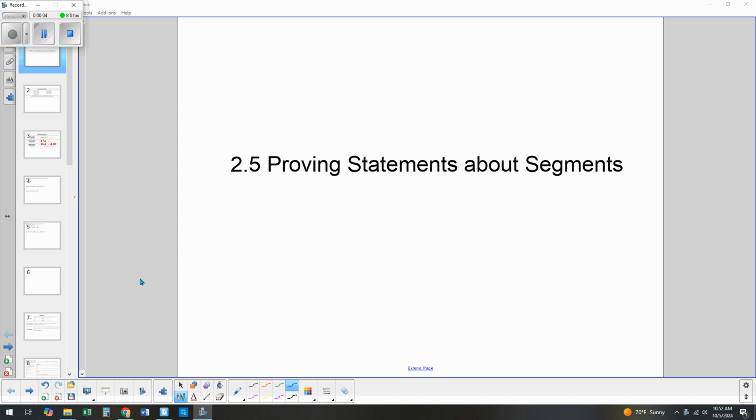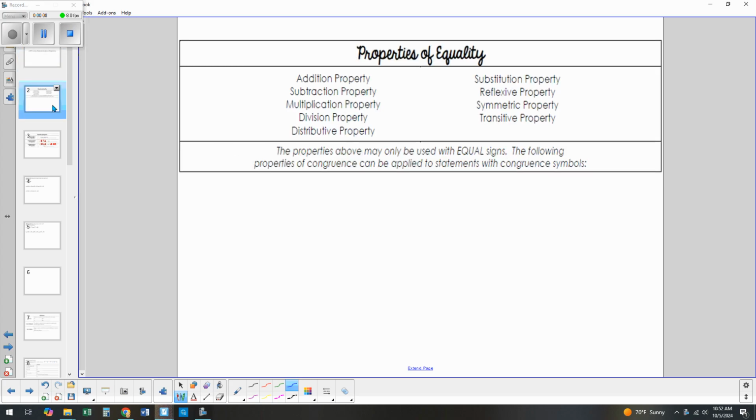This is part 1 of 2.5. We're going to be proving statements about segments. So in lesson 2.4, we learned about the properties of equality.